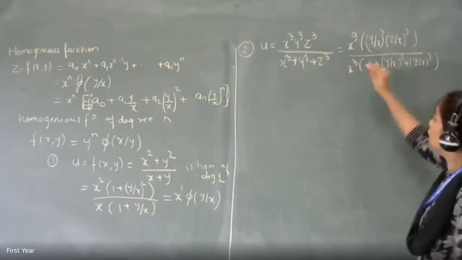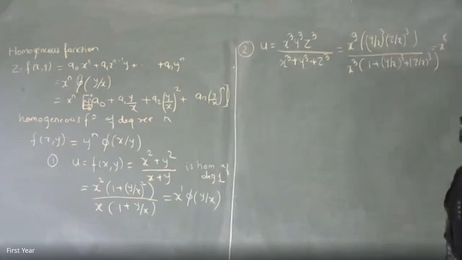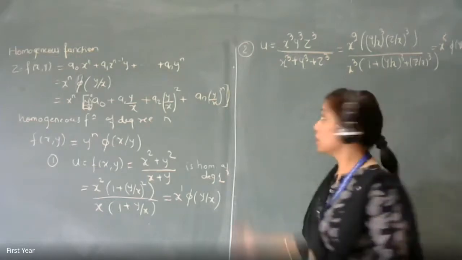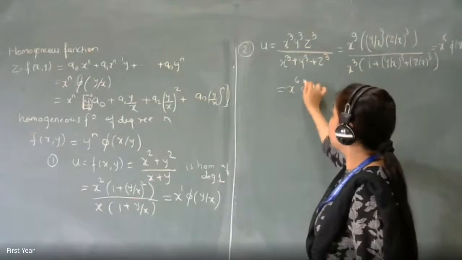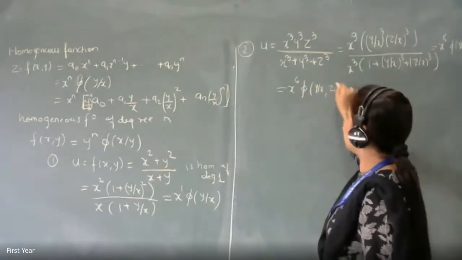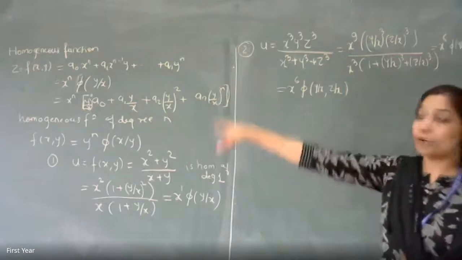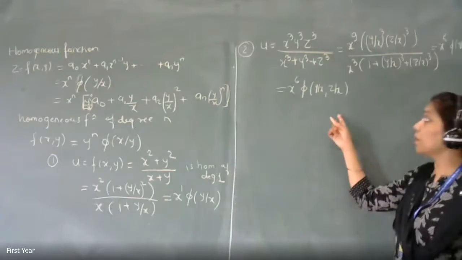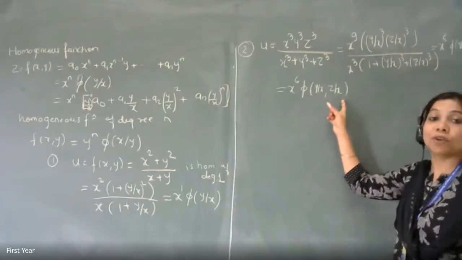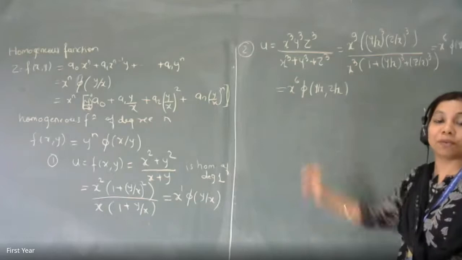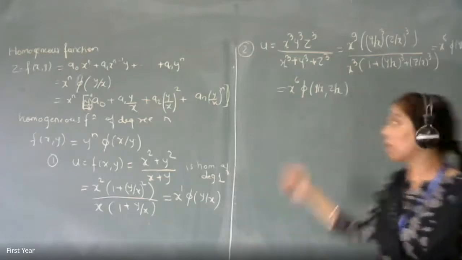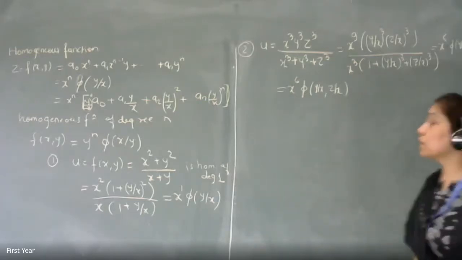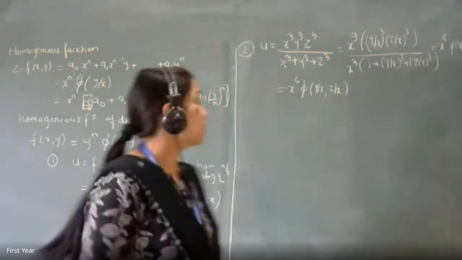And therefore the degree is, this is nothing but x raised to 6 into some function of y by x comma z by x. As I did here, x raised to 6 into some function of y by x comma z by x. I hope this is clear. There were only 2 variables in this question, so I got only y by x. Now there are 3 variables, so y by x comma z by x should be what your function depends on. Phi should be depending on y by x and z by x. That's why your answer will be u is equal to x raised to 6 phi of y by x comma z by x.